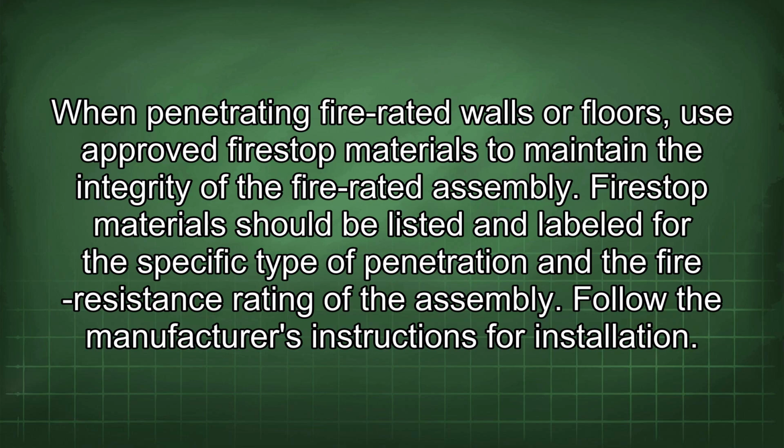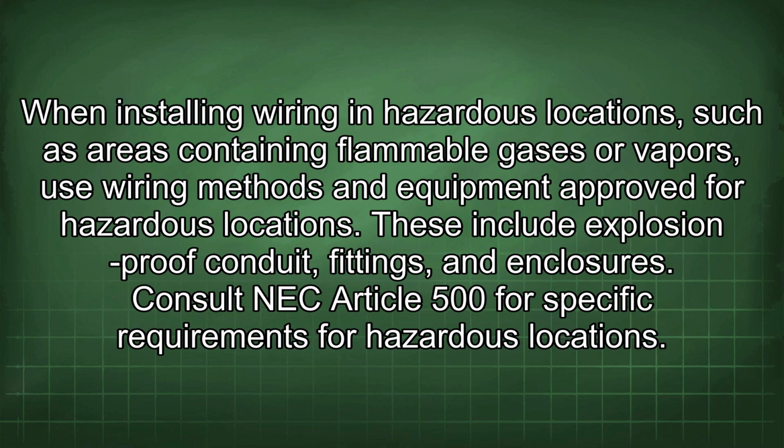Fire-stop material should be listed and labeled for the specific type of penetration and the fire resistance rating of the assembly. Follow the manufacturer's instructions for installation. When installing wiring in hazardous locations, such as areas containing flammable gases or vapors, use wiring methods and equipment approved for hazardous locations. These include explosion-proof conduit, fittings, and enclosures. Consult NEC Article 500 for specific requirements for hazardous locations.